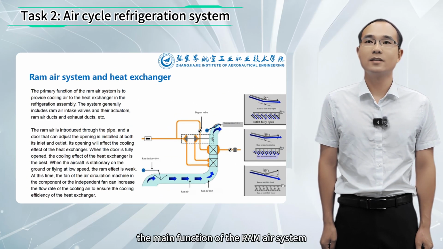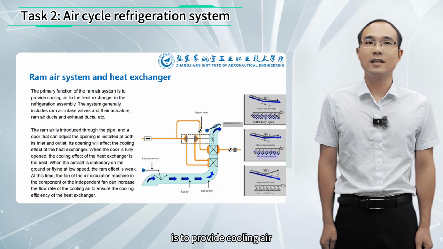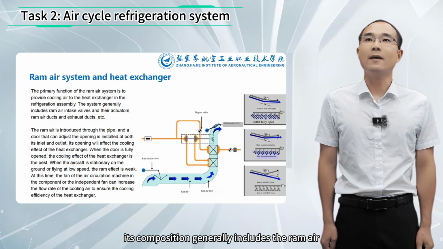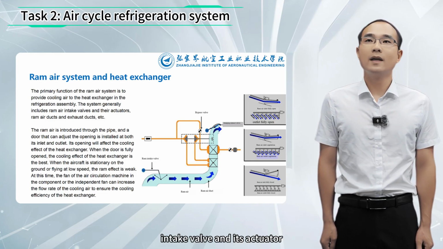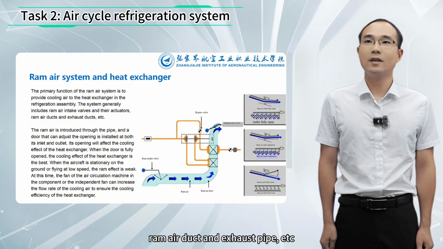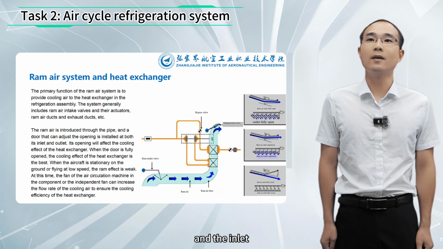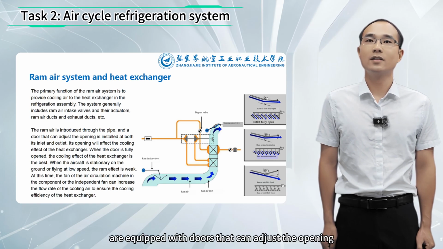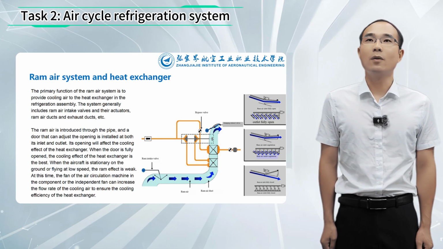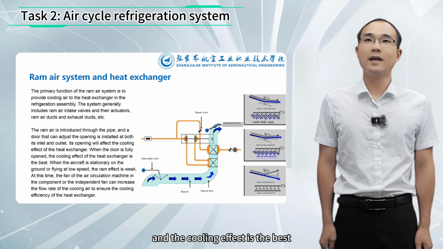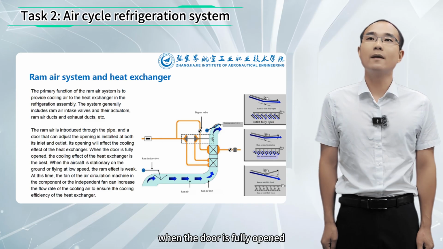The main function of the ram air system is to provide cooling air for the heat exchanger in the refrigeration assembly. Its composition generally includes the ram air intake valve and its actuator, ram air duct and exhaust pipe, etc. The ram air is introduced through the pipe, and the inlet and outlet are equipped with doors that can adjust the opening. The opening will affect the cooling effect of the heat exchanger, and the cooling effect is the best when the door is fully opened.